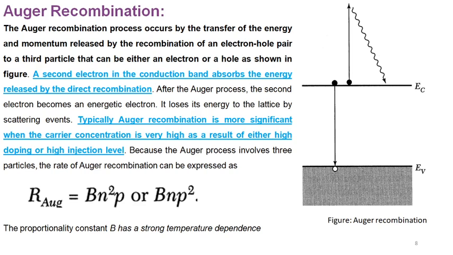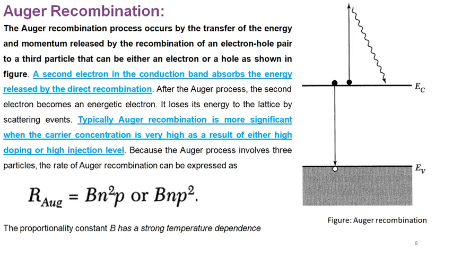Then Auger recombination is like surface recombination, but here the process that occurs is a transfer of energy or momentum by an electron-hole pair to a third particle, which may be an electron or a hole. As shown in the figure, an electron goes from the valence band to the conduction band, and a hole is left there. After the Auger process, the second electron becomes energetic and loses its energy in lattice scattering events, so this Auger recombination process again affects the optical properties of the material.